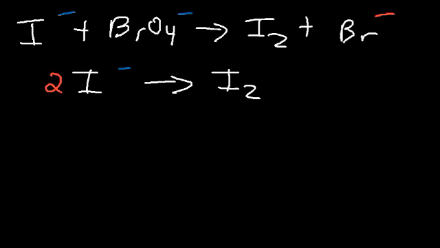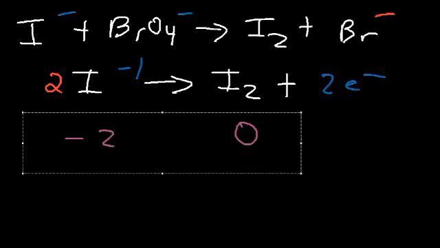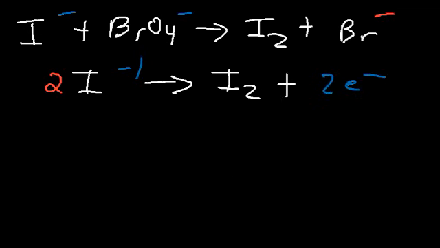The total charge of a pure element is 0. On the left side, it's 2 times -1, so we have a total charge of -2 on the left side. -2 and 0 differs by 2, which means we need to add 2 electrons to the side with the higher charge. 0 is greater than -2 on the number line, so let's add it to the right side. Now the next thing we need to do is balance the other half reaction.